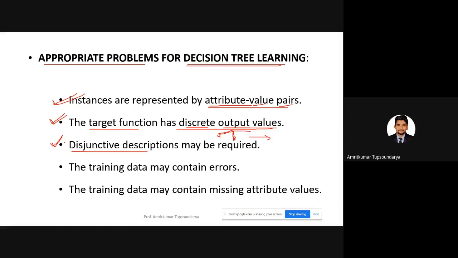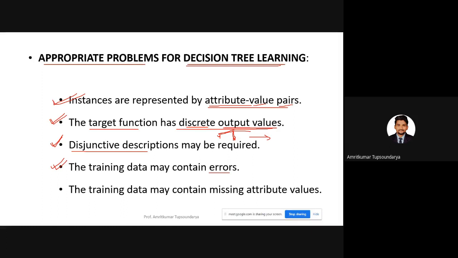The fourth characteristic is that the training data may contain errors. So if we have problems whose training data can contain a few errors, those problems can still be considered for the decision tree learning algorithm.